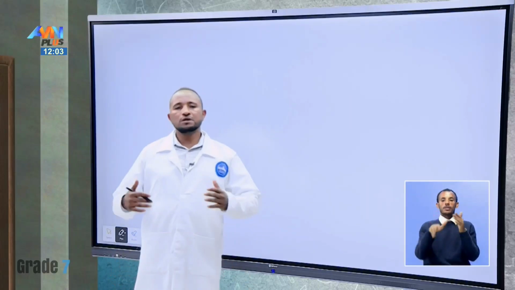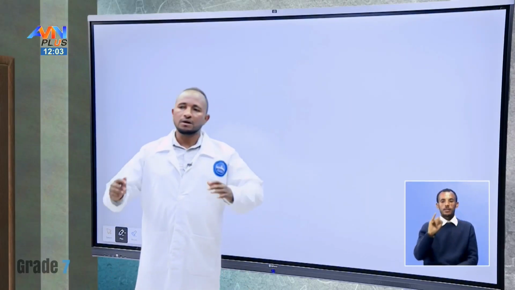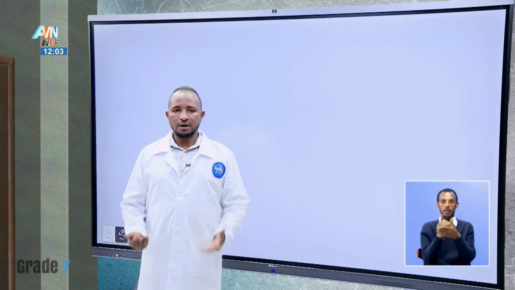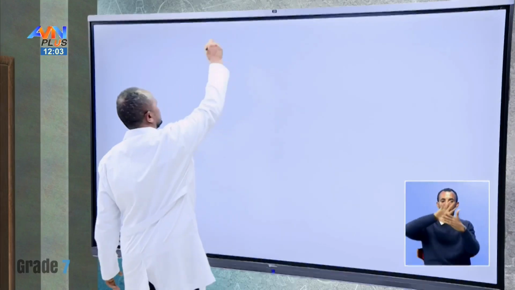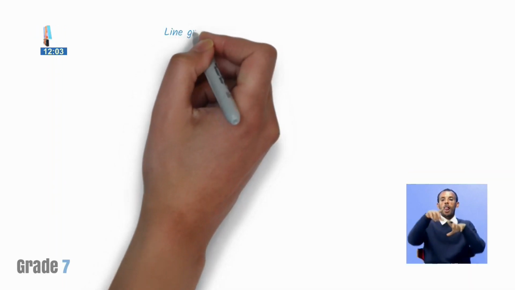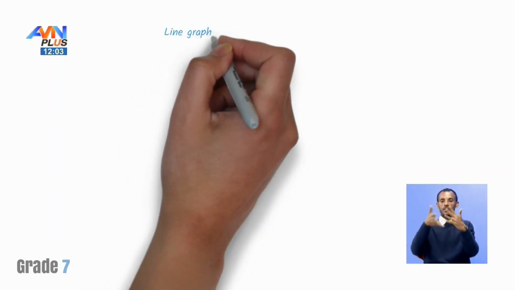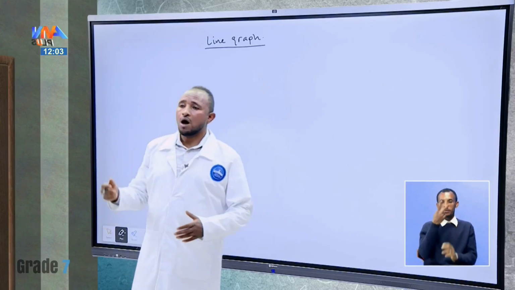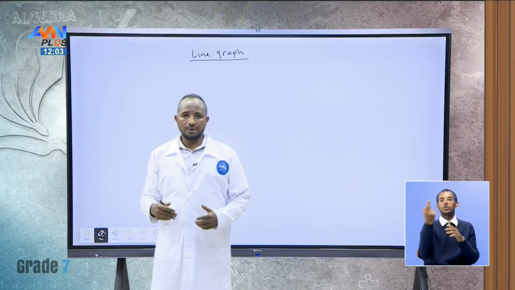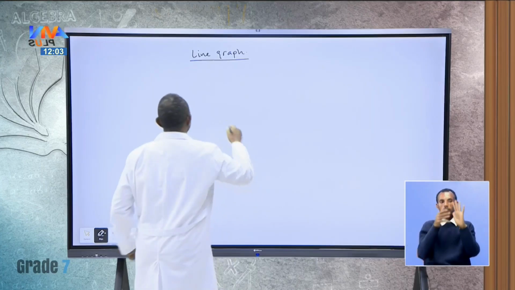The next section is presenting given data using a line graph. Line graph. Now, let's see how we represent given data using a line graph. So, example.